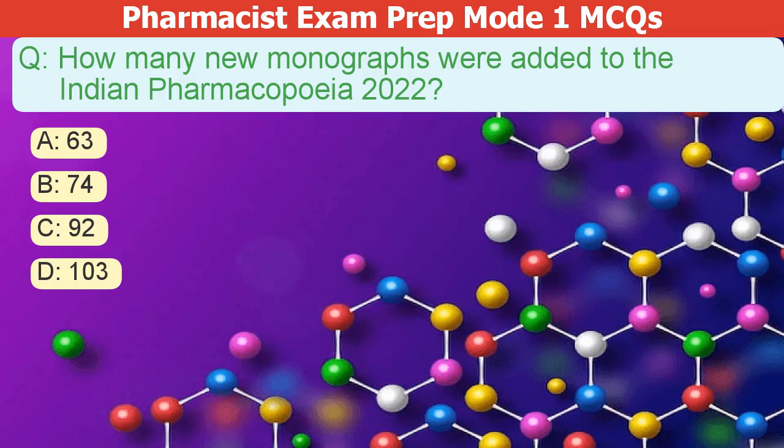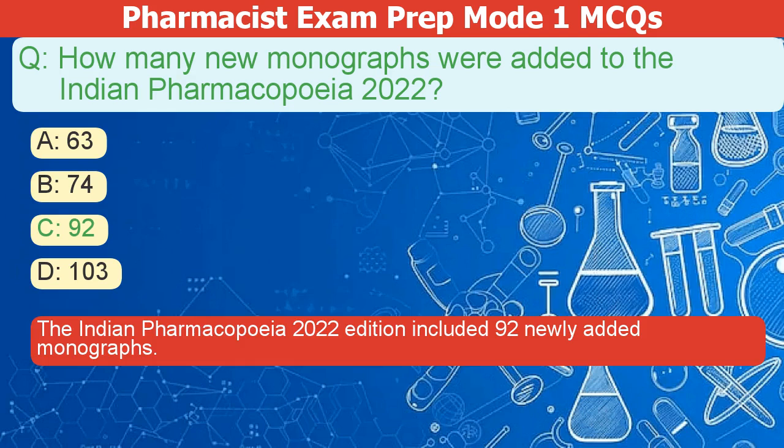How many new monographs were added to the Indian Pharmacopoeia 2022? A. 63, B. 74, C. 92, D. 103. The correct answer is C. The Indian Pharmacopoeia 2022 edition included 92 newly added monographs.